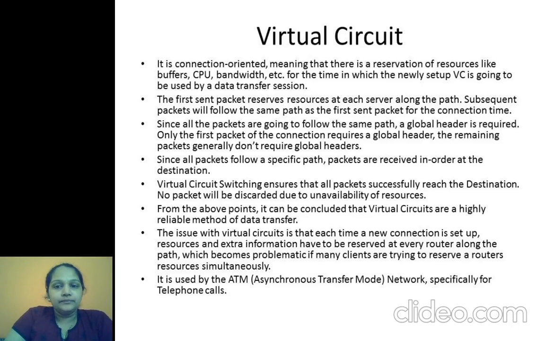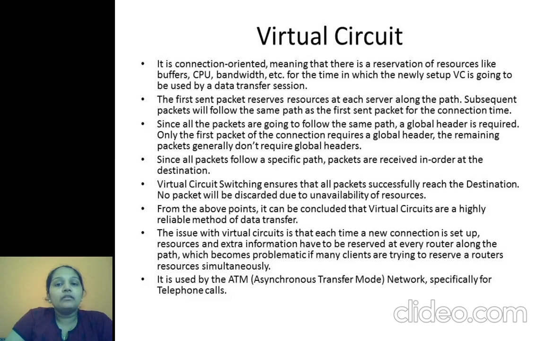Next, we use a specific ATM network. ATM is nothing but asynchronous transfer mode. There are two types of modes: synchronous transfer mode and asynchronous transfer mode. You can read about it from your network book, because some of these parts are not included in your syllabus. Switching techniques are also not included in your syllabus.